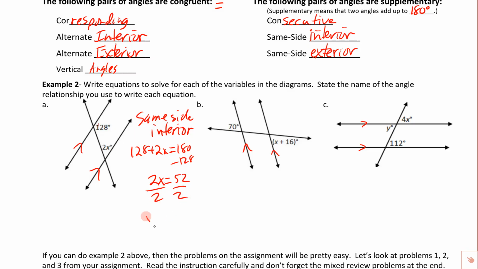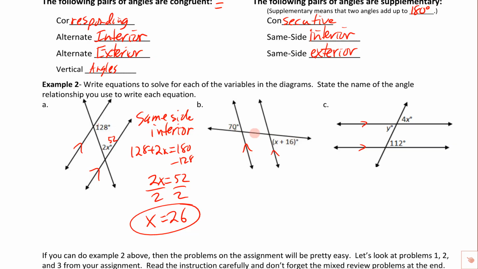So we're going to divide by 2, and we're going to get x equals 26. Okay. Now, if I throw that in there and I double it, that would be 52, and 52 plus 128 does equal 180, so we'd be good there.